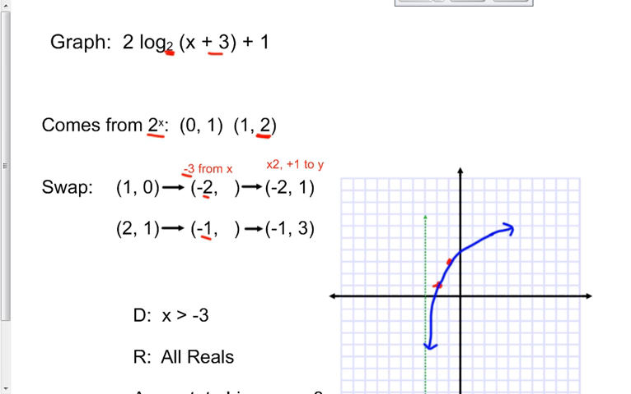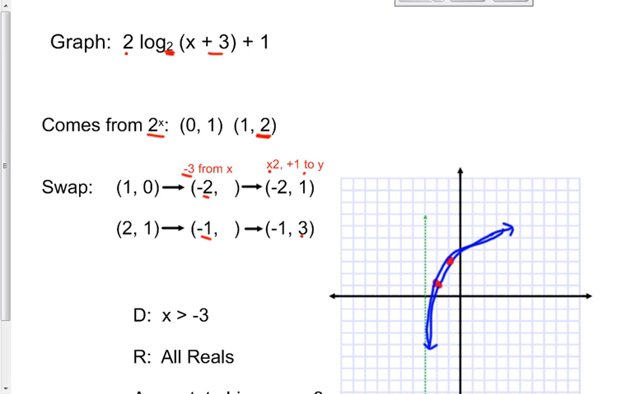My y value. First I multiply by 2, then I add 1. 0 times 2 is still 0, and 0 plus 1 is 1. 1 times 2 is 2. 2 plus 1 takes me to 3. My ending points are (-2, 1), (-1, 3). Your curve starts on the low end always, picks up your two dots and then goes off to the right.